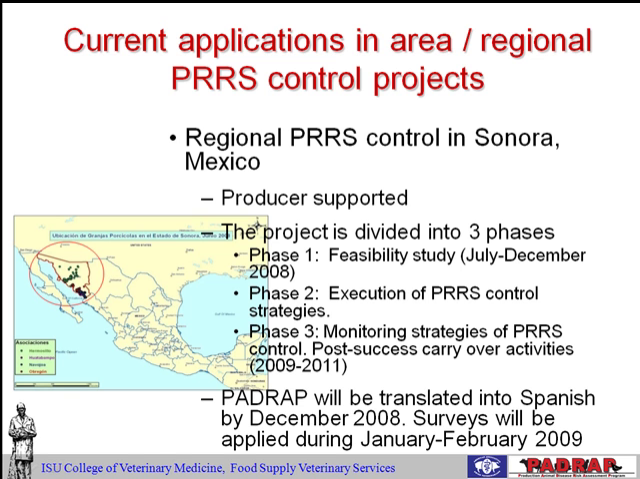All right, and then finally, and Bob, how am I doing for time? 5 minutes. Okay, perfect. Finally, then, how it might be utilized in area regional PRRS control projects. Then, start with how it currently is being used.